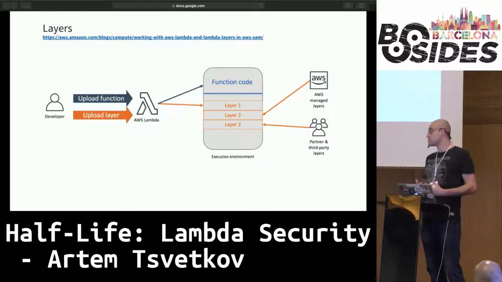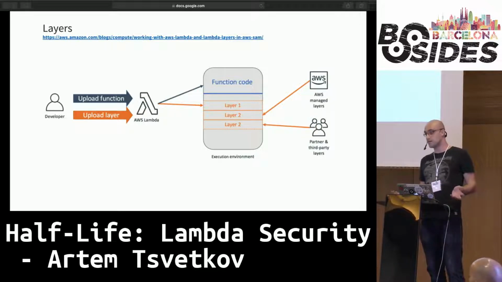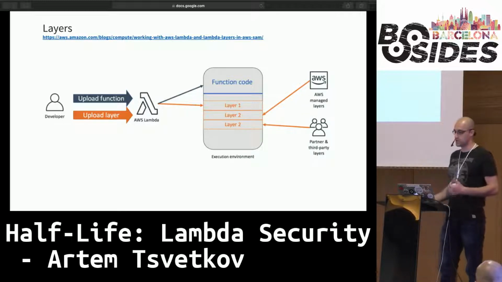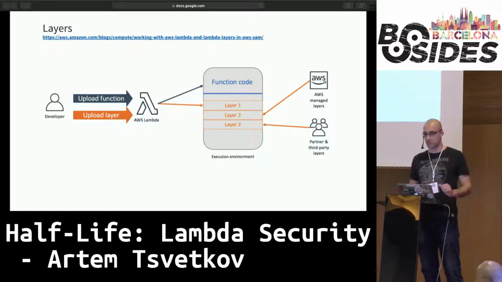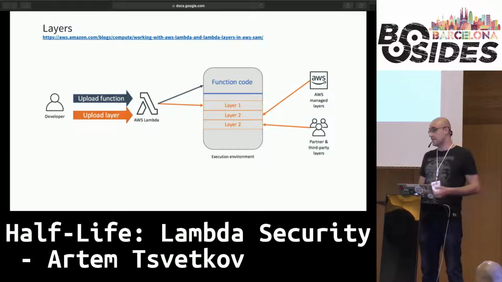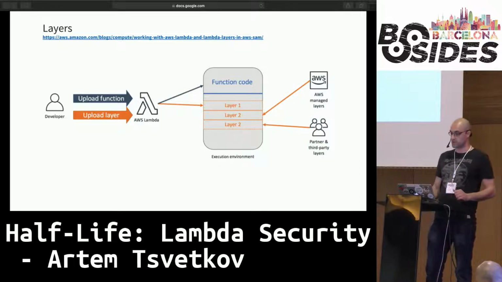Lambdas also have layers. And these layers are basically a way to avoid code duplication across multiple functions. So, for example, you can publish a layer with common logic like metrics, tracking, or authentication, or whatever. And then you simply reference this layer from your function, and that way you can share code. This is also a way to introduce third-party code to your Lambda functions.